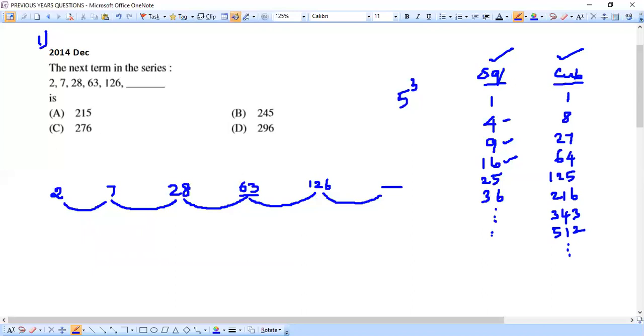Now come to the squares and cubes list. Try to compare this list, I mean the square numbers and this cube numbers, and try to have a comparison with our numbers what we have here in the question. I mean this 2, this 7, this 28, this 63, this 126. These numbers are related very closest to our squares or cubes. This also we need to analyze. So carefully see here, I have square numbers to be 1, 4, 9, 16, 25 and so on. And here cube numbers are 1, 8, 27, 64, 125 and so on.